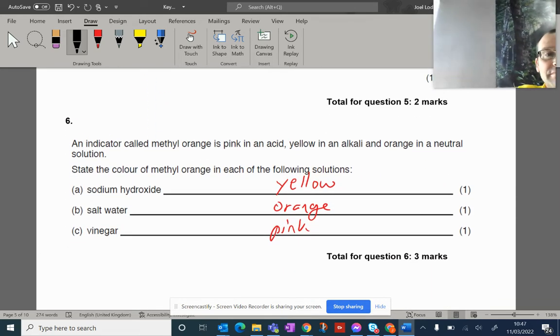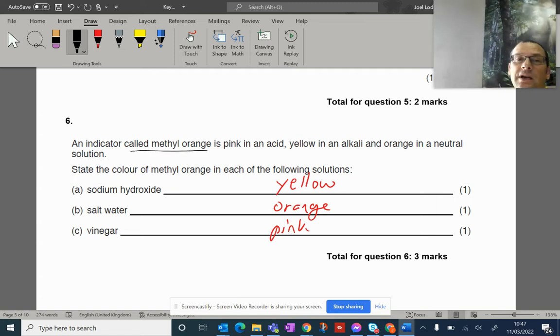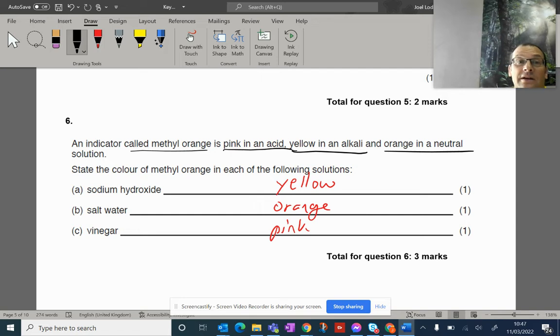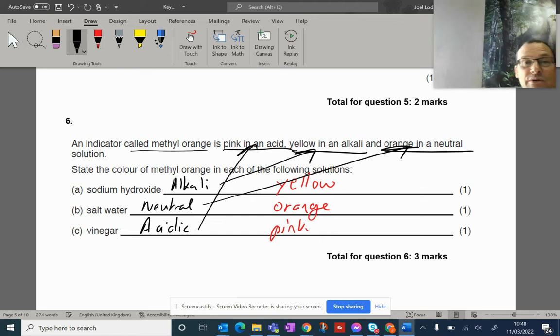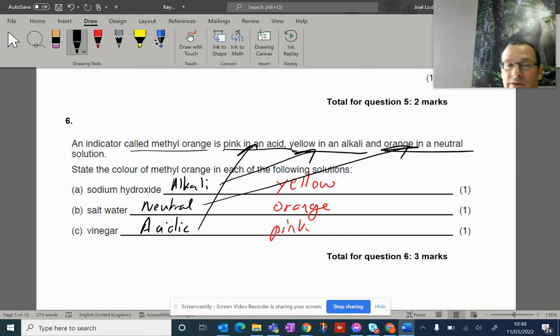The answers for this one, methyl orange, is just a different indicator. So in this indicator, it goes pink in an acid, yellow in alkali, orange in neutral. Sodium hydroxide is an alkali, so it goes yellow. Salt water is neutral, so neutral is orange. Vinegar is, you got it, acidic. So that would go pink, yellow, orange, pink in that order.